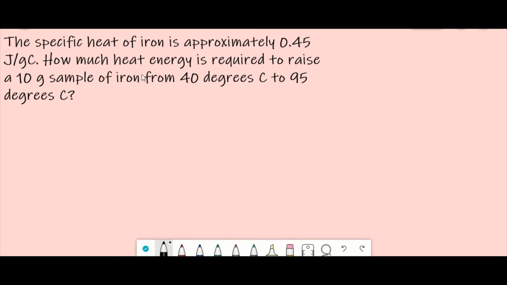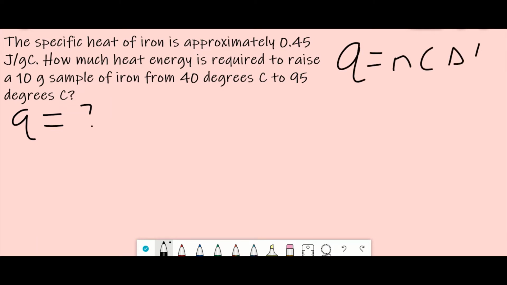And what are we trying to find? It says how much heat energy, so that's what we're trying to find. That's our Q, so we're going to put Q as our question mark. And remember, the equation was Q equals MC delta T. You can put CSP if you want, but for right now, we know that C is going to be specific heat. Then we have our mass, which is M. In this case, that mass is going to be the 10 grams. It's already in grams, so that's fantastic.